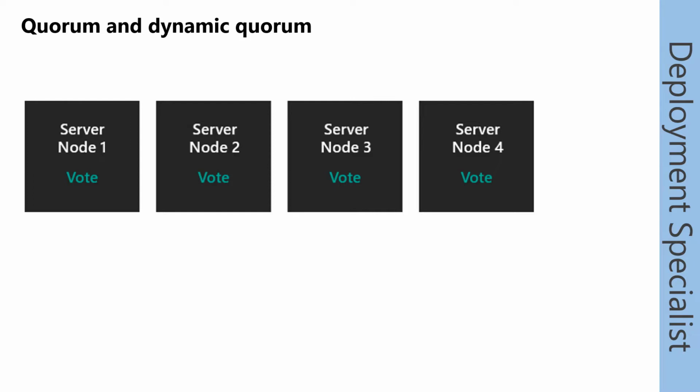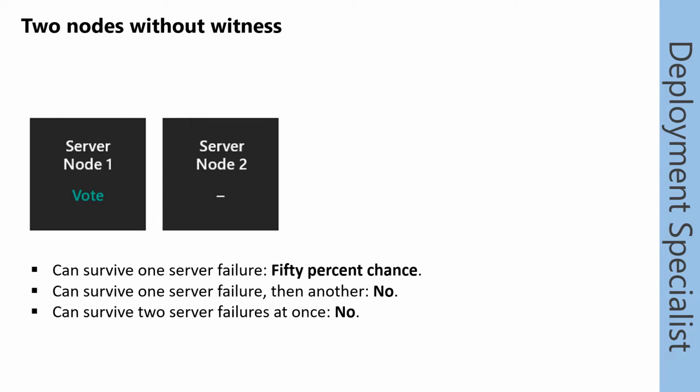Let's have a look at a 2-node cluster. We can see here in the headline 2 nodes without witness. The witness is an additional instance. It can be a file share or a cloud witness. And the witness also has a vote. We will see how important the witness is, because let's have a look at this 2-node configuration.